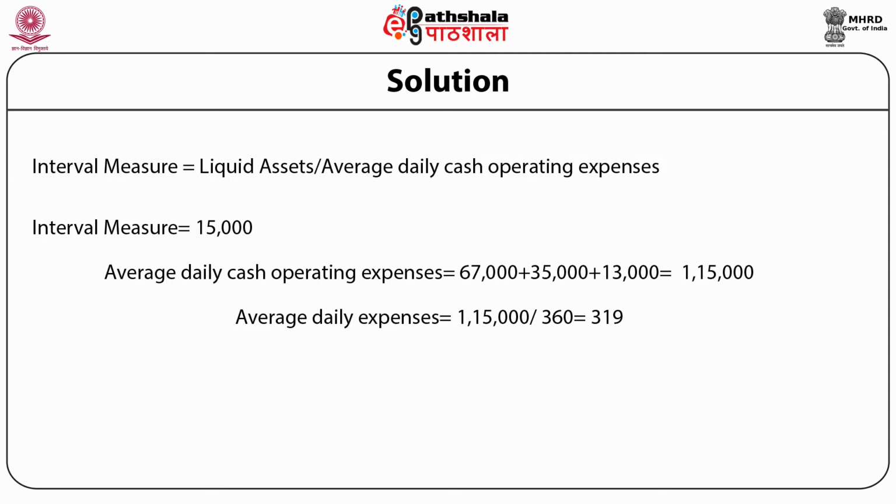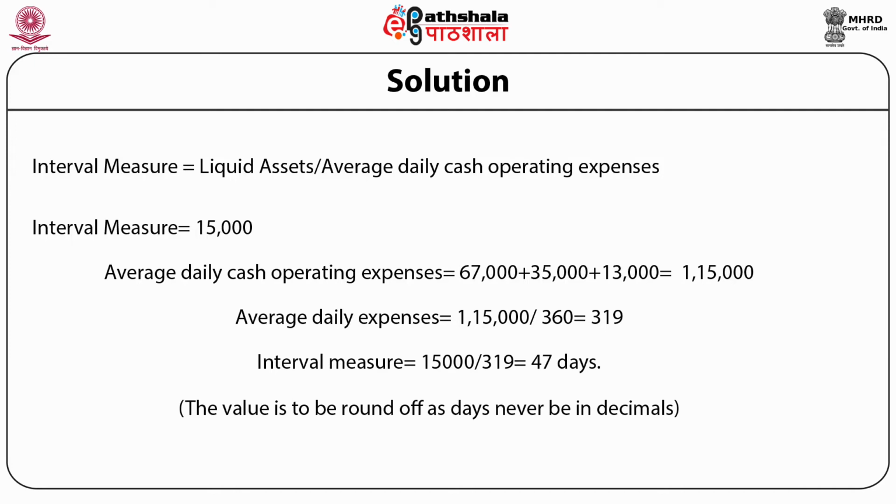Now with the help of these two, we'll calculate interval measure by dividing liquid assets by average daily expenses, that is 1,15,000 divided by 319, that is equal to 47 days.